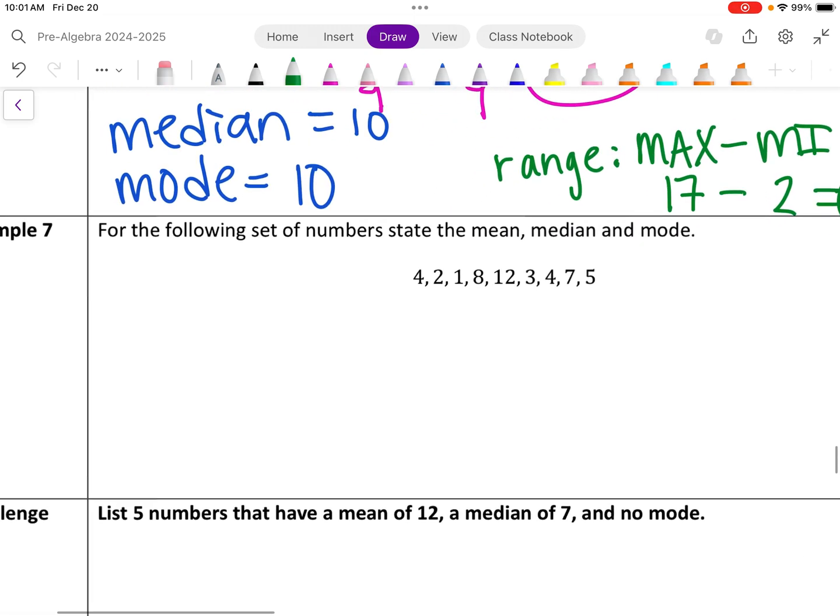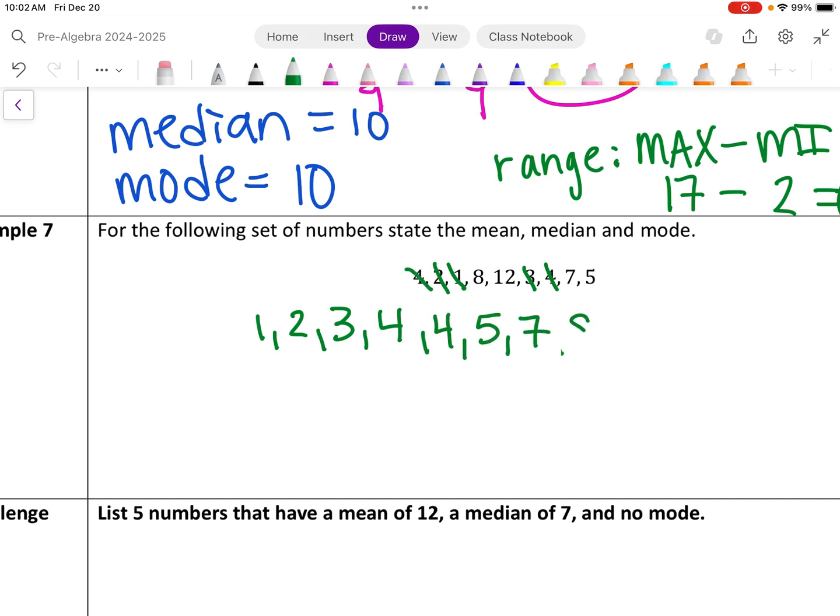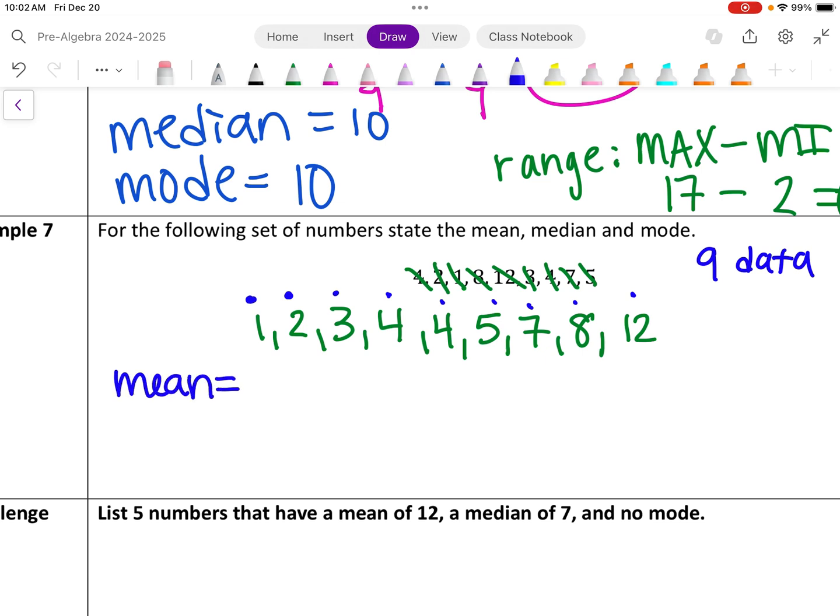Let's try one more. Okay, this time we have to order them from least to greatest. So let's go ahead and start that. I see a 1, 2, 3, 4. I see another 4. I see a 5, a 7, an 8, and a 12. Count how much data. 1, 2, 3, 4, 5, 6, 7, 8, 9. There's 9 data points. So we have an exact middle. So to find our average, we're going to add these all up and divide by 9. So go ahead and start adding those together.